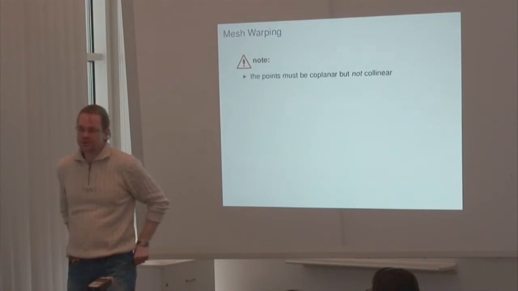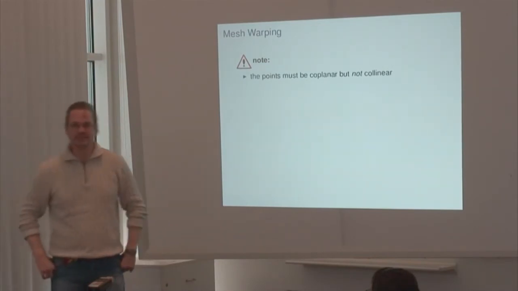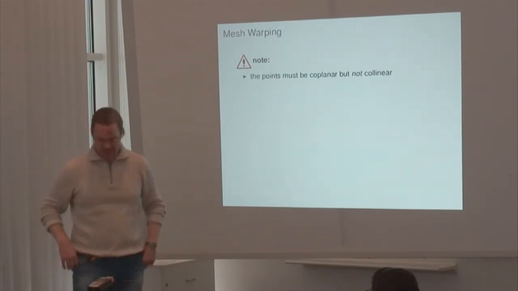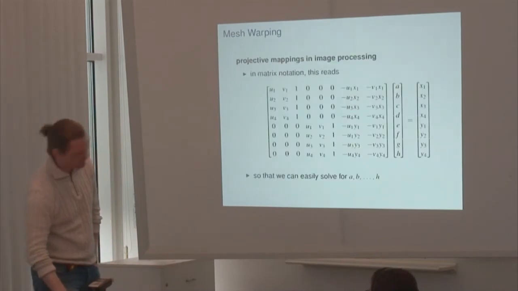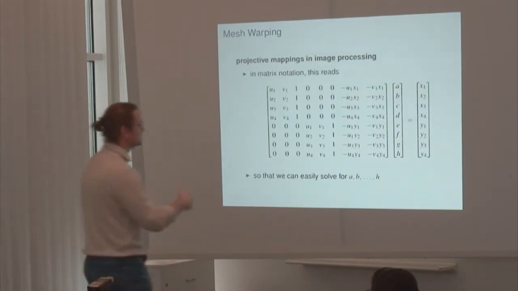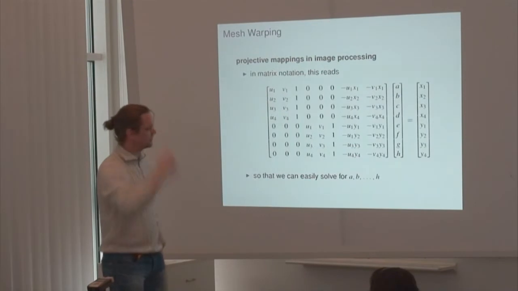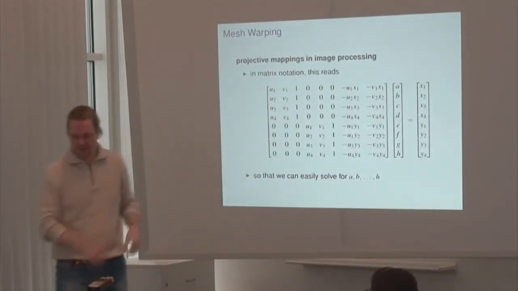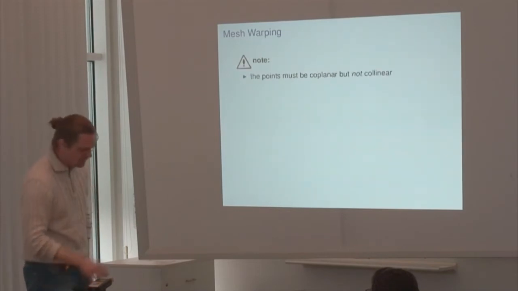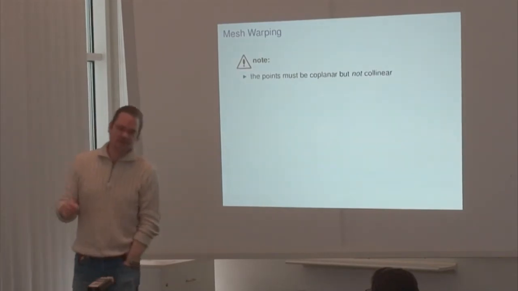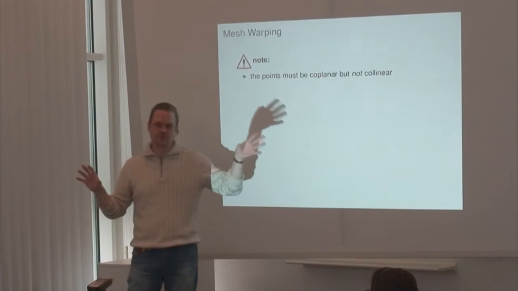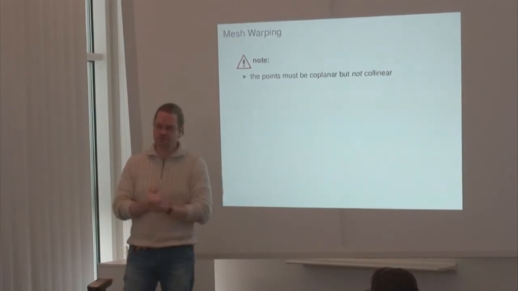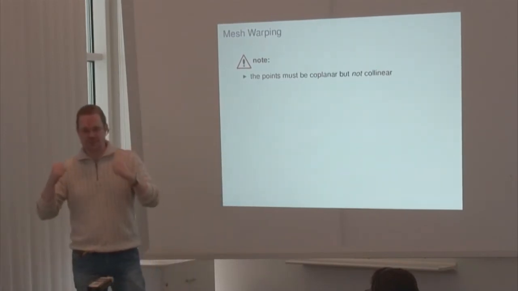If those points are collinear, this doesn't work, because then you do not have enough information. If they are collinear, lots of these things end up with the same value, and you cannot solve for a to h. If you manually identify 4 points in one image and 4 points in another image that you want to map onto each other, they must not be collinear.